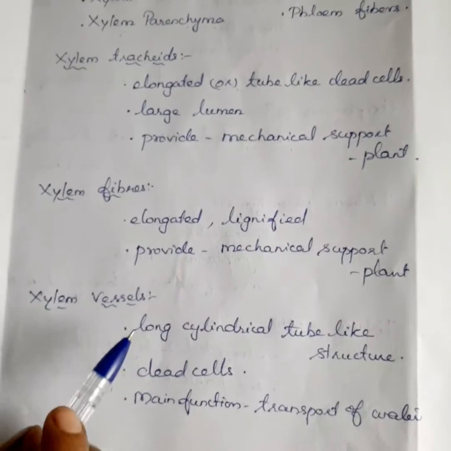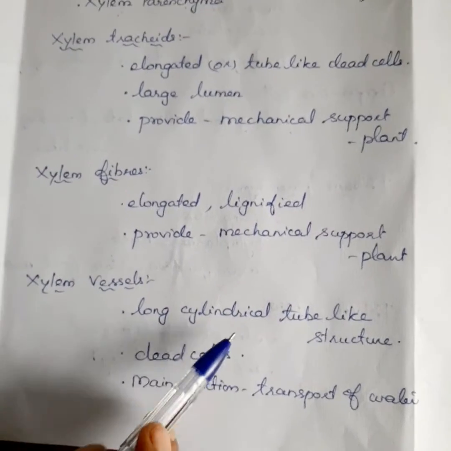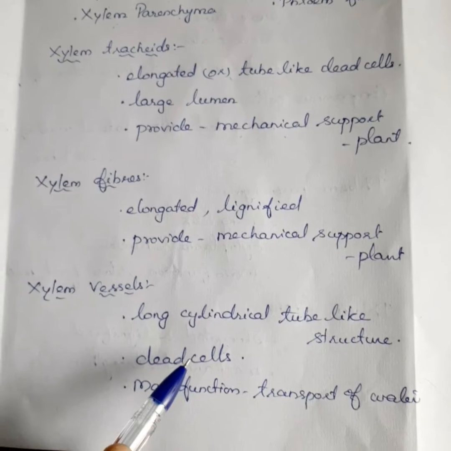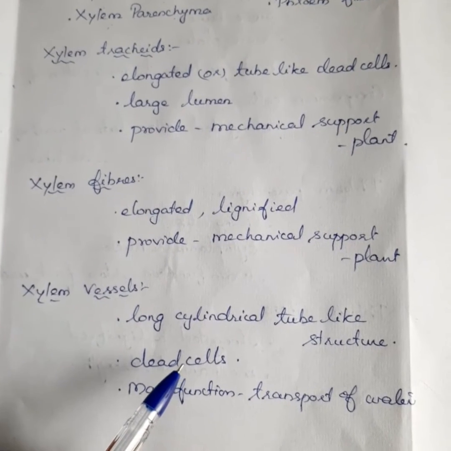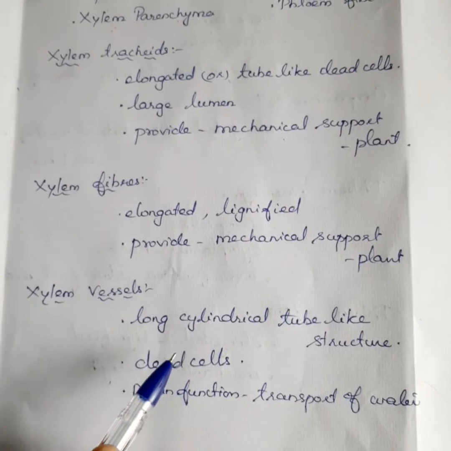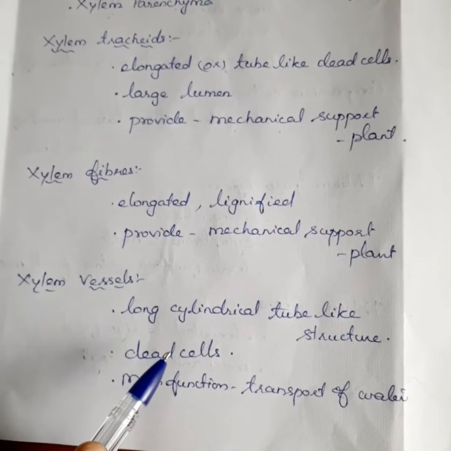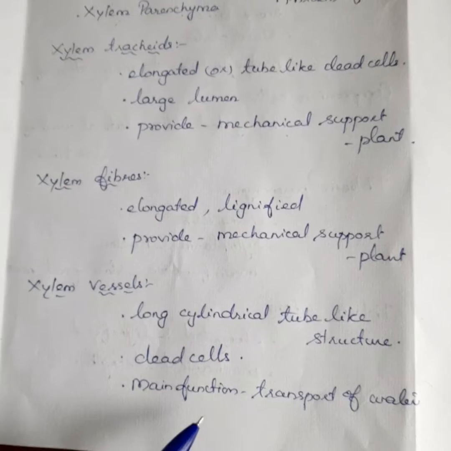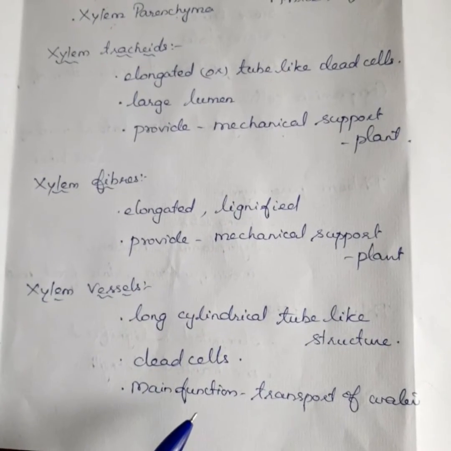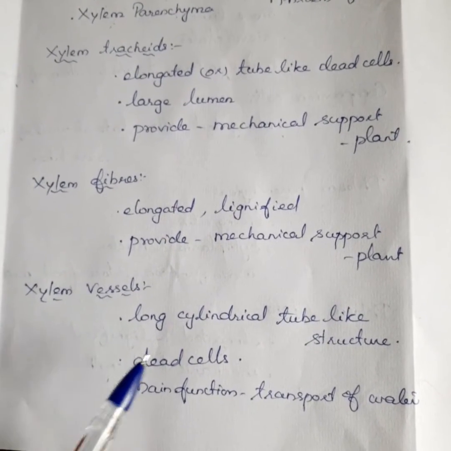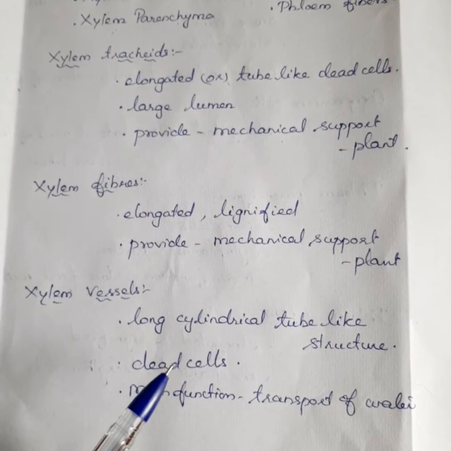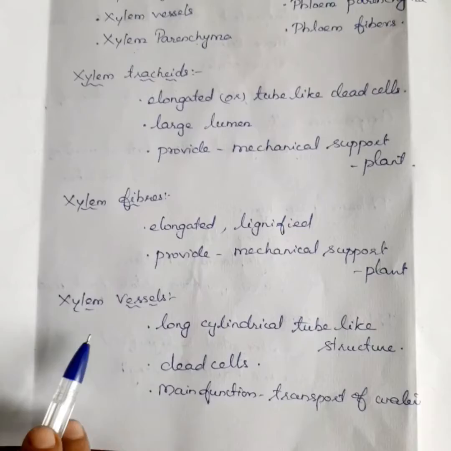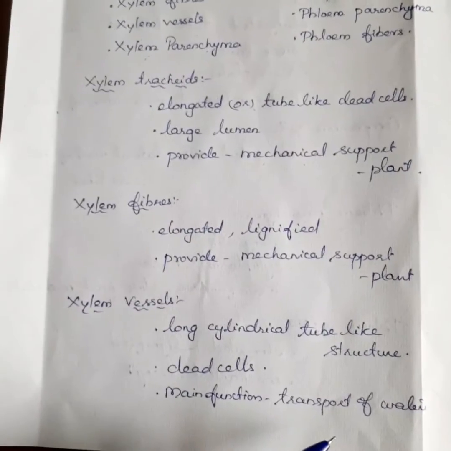Xylem vessels. These are long cylindrical tube-like structures. They have lignified walls. Xylem vessels are long tubes. They help to transport water. They provide mechanical strength and are lignified dead cells. Here the nucleus and cytoplasm are absent. They do not have protoplast. The main function of xylem vessel is to transport water.